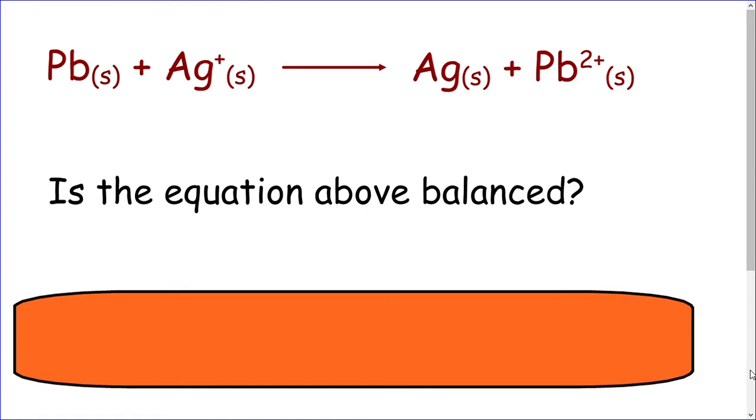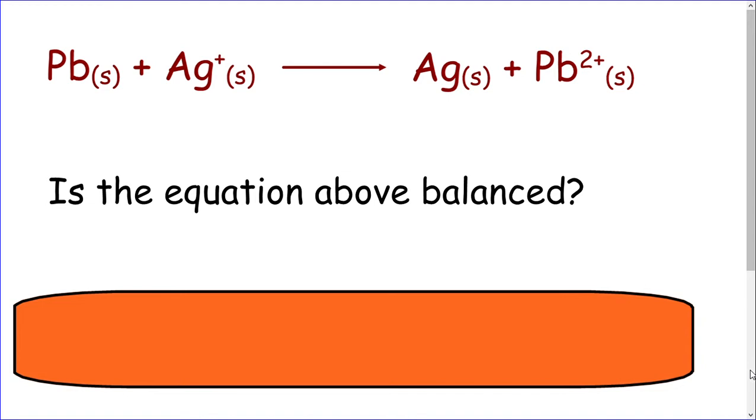So, is the equation above balanced? Is it something that works out that it's an even charge on both sides? And the answer is no, right off. We have one lead and one silver. But if you notice here, we have a 2+ charge on the lead and only a 1+ charge on the silver. So how do we work this out to balance it? Well, we treat this the same way that we balance the other equations.